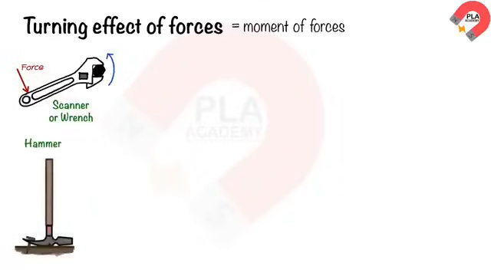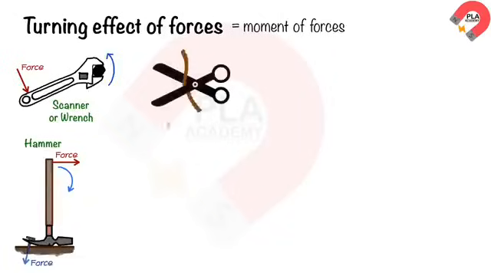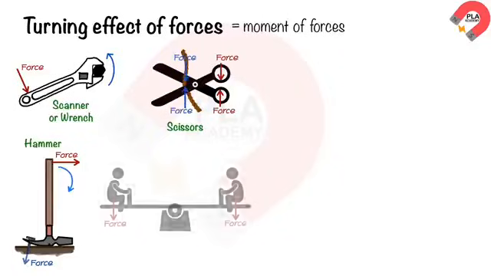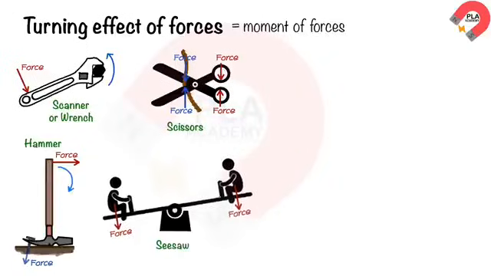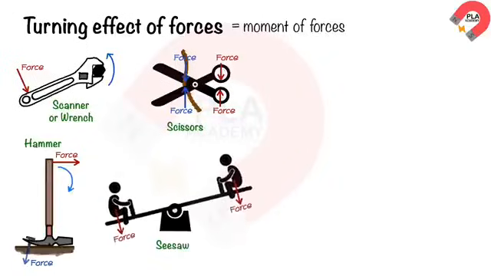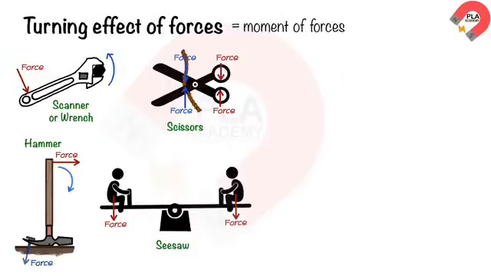A claw hammer is used to remove a nail. The force applied on the handle creates the moment of force. A scissors works by applying two opposing forces that create a moment, causing the blades to come together and cut through a material. A seesaw pivots on a central point, and the moment created by children sitting on either end determines its clockwise or anticlockwise movement.